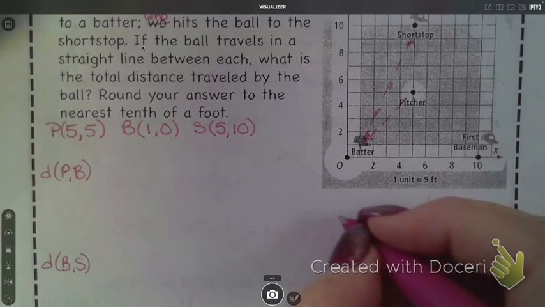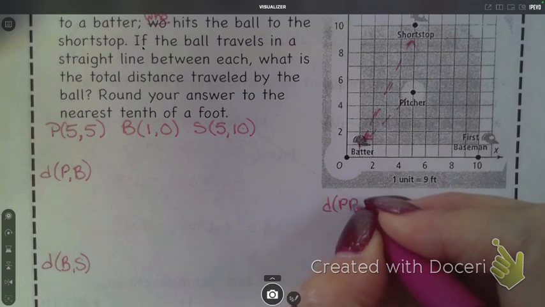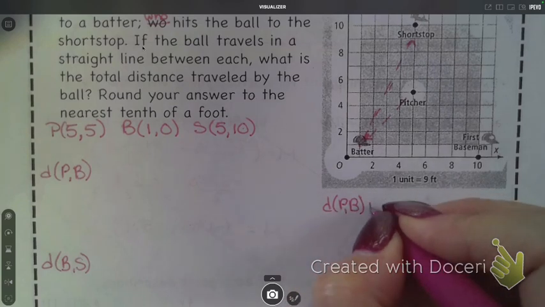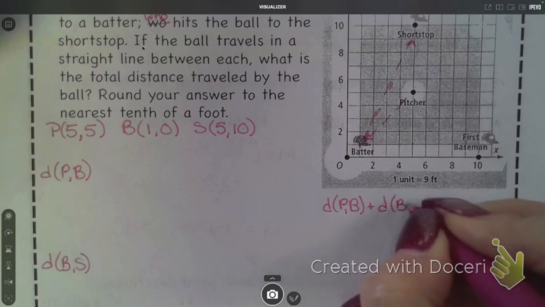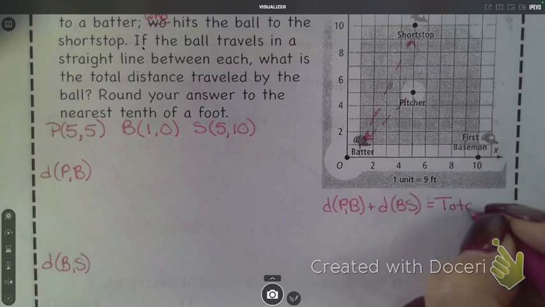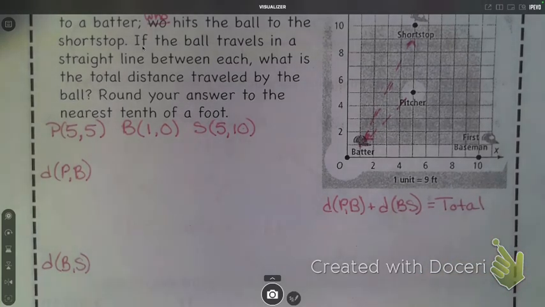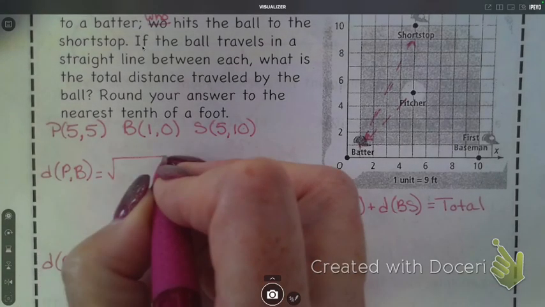And then what am I going to do with those two things? Add them. So I'll take the distance of PB plus the distance of BS gives me the total. Yes? So is that my plan? Yep. Okay, so I'm going to use my formula. So my formula says the square root.